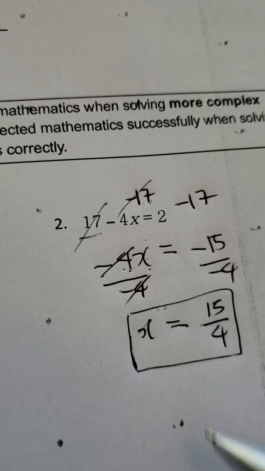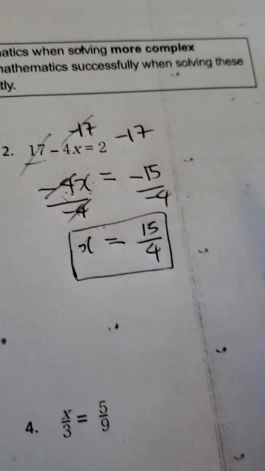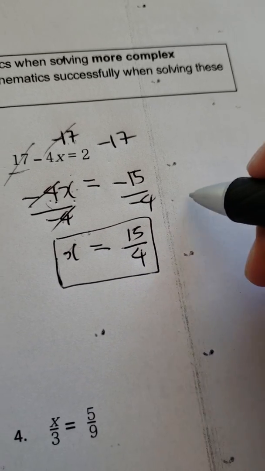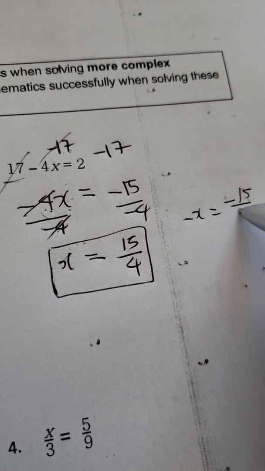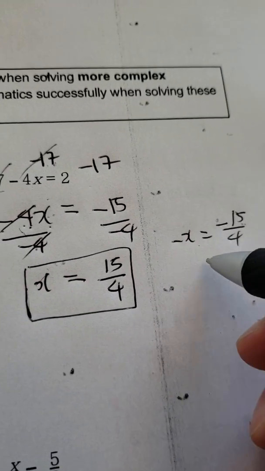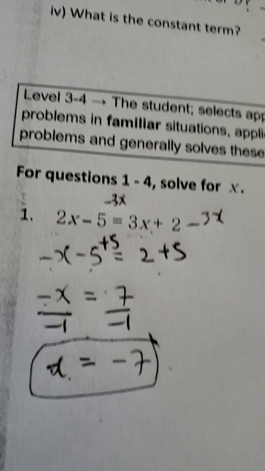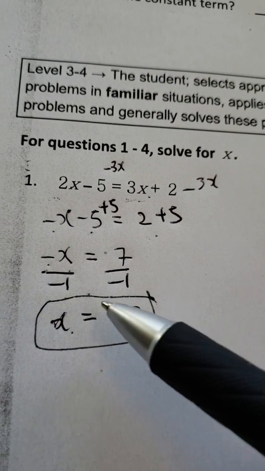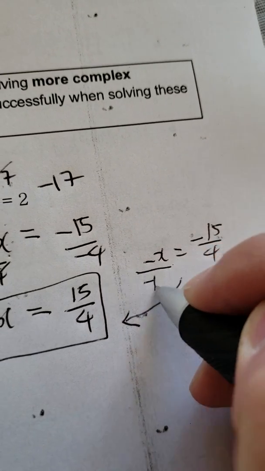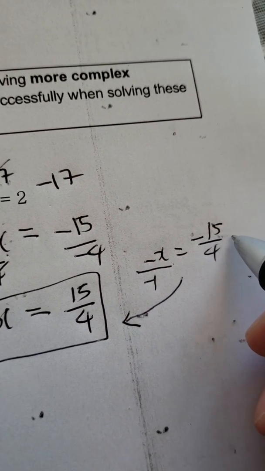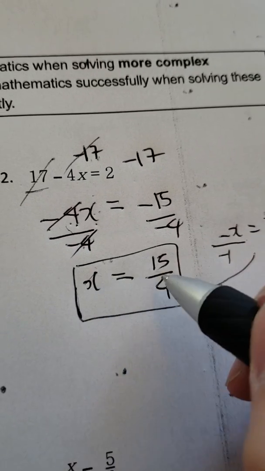A lot of you just did minus 4x divided by 4 on both sides, but then that would give you minus x equals minus 15 over 4. Well, you have to do one more step to get you to x equals 15 over 4. It's like the same question here. If you end up with the minus x, you have to divide by minus 1. And then you divide by minus 1, which is going to give you x equals 15 over 4.